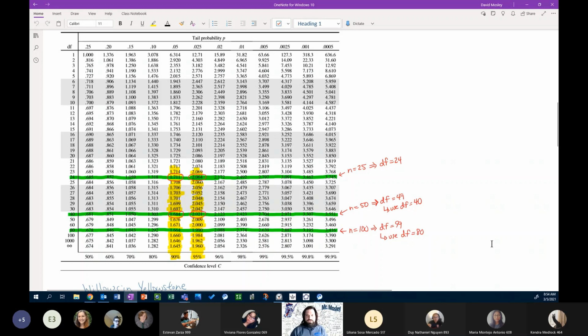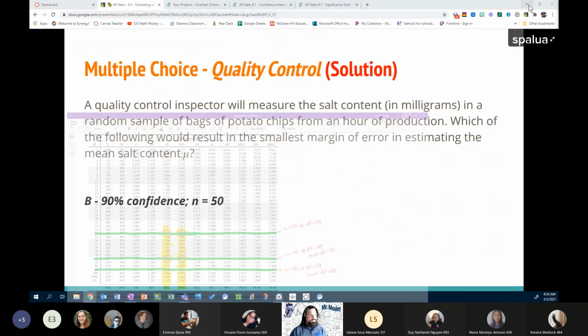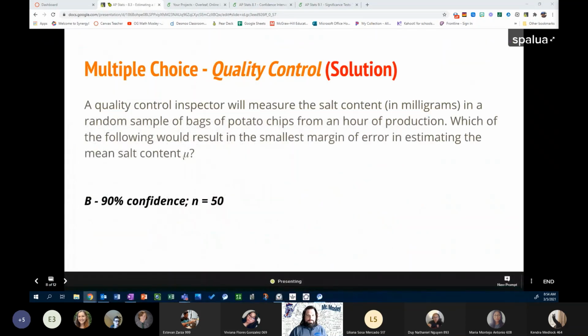Anything I can clarify about this reasoning? Moving on to the next question.